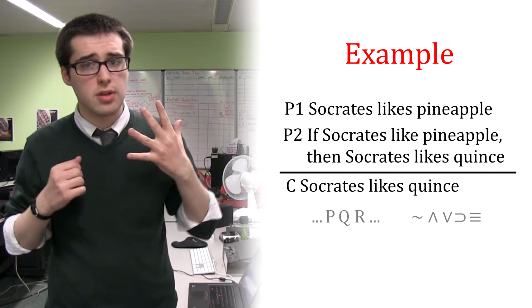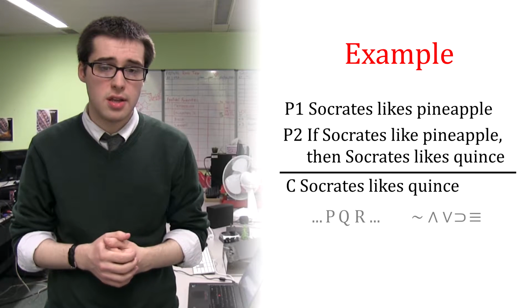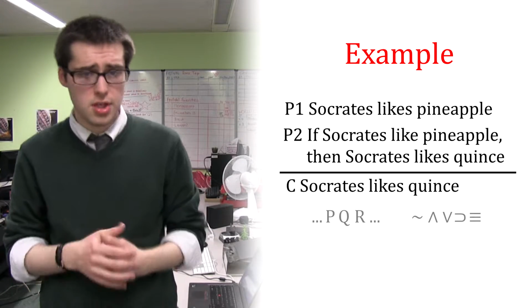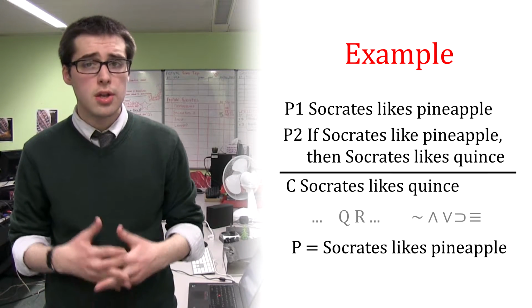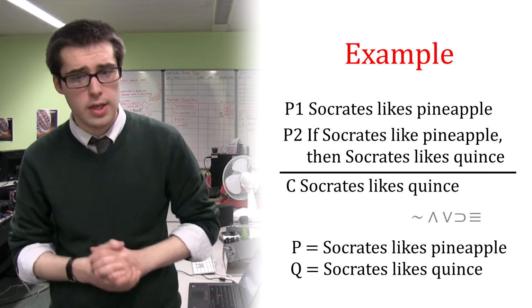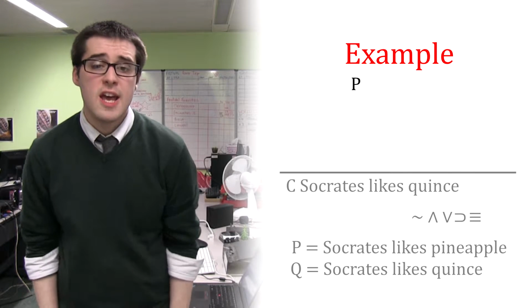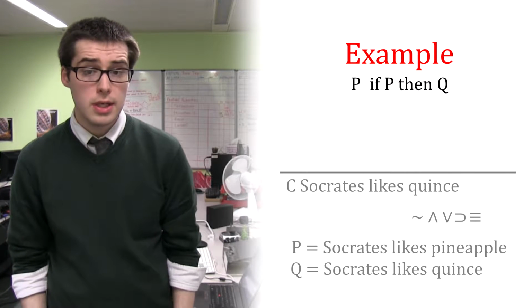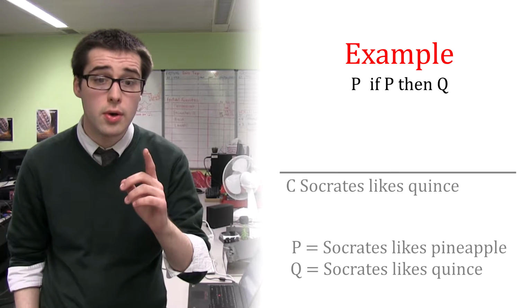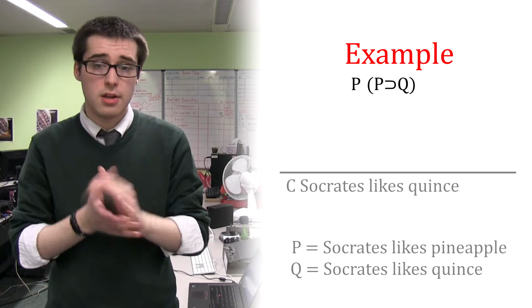letters and logical symbols. We need a key to show which sentence letter stands for which natural language proposition. Let P equal Socrates likes pineapple and Q equal Socrates likes quince. Our first premise is P. Our second premise is if P then Q, so we need to use a logical operator, the horseshoe. Using the horseshoe requires that we employ brackets as punctuation.